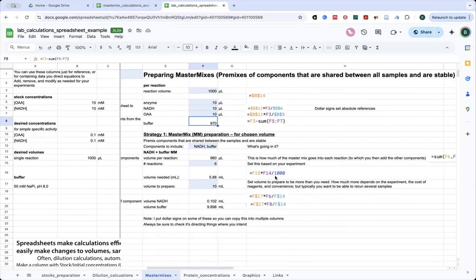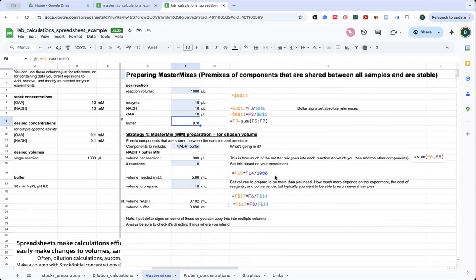One is that I figure out how much volume I need, and then prepare to make a volume that's bigger than that. And I calculate each component's fractional volume. So it makes up this much of each reaction, so it'll make up this much of each master mix, and then I calculate based on that volume.